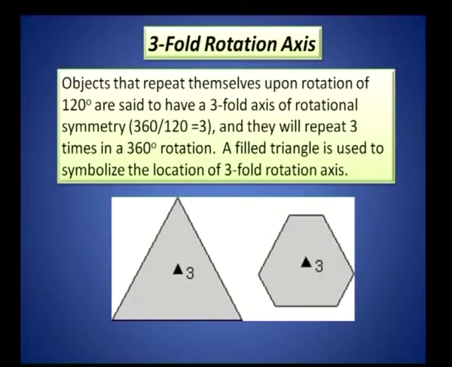On the other hand, take an equilateral triangle. What is the fold of the rotation of an equilateral triangle? An equilateral triangle will have a three-fold rotation axis. Here, this one will not have a three-fold rotation axis. On the other hand, this one is an equilateral triangle, which repeats itself upon rotation of 120 degrees. 360 divided by 120 gives 3. That is the reason why you say the equilateral triangle has a three-fold rotation axis.